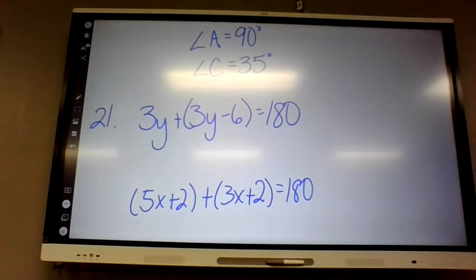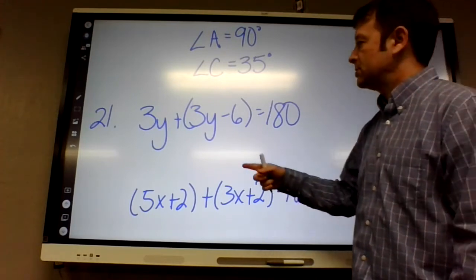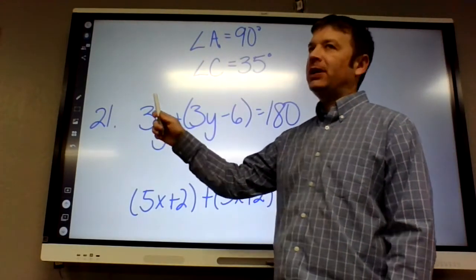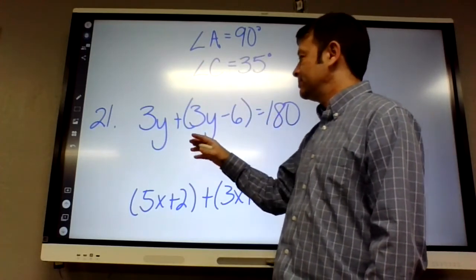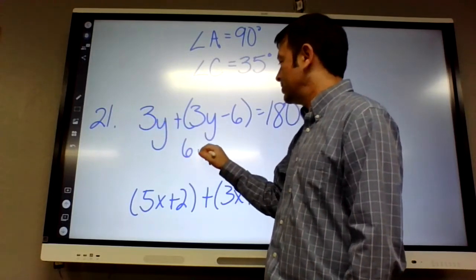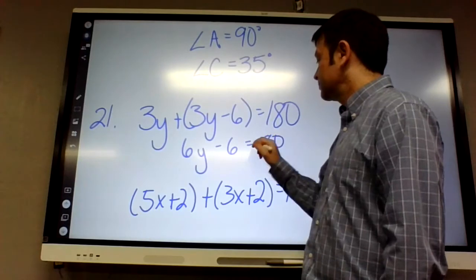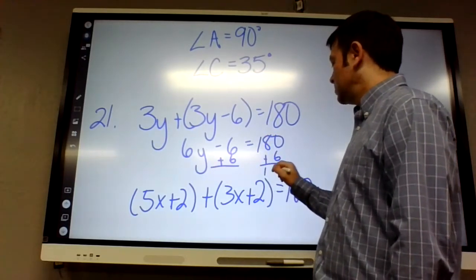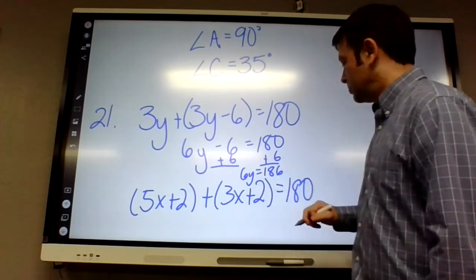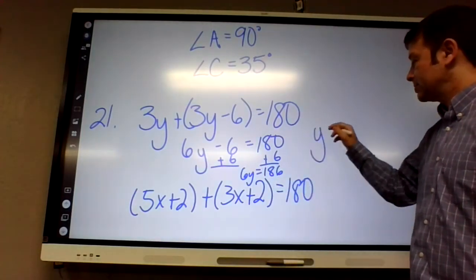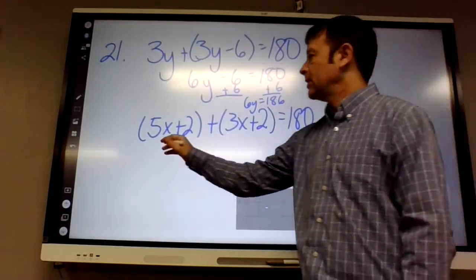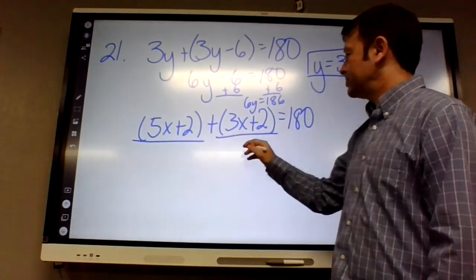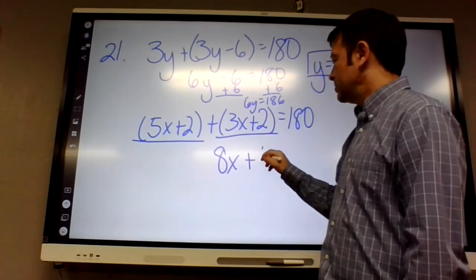Does a plus in front of parentheses do anything? No, not really. If it was a minus, you'd kind of have to distribute the minus, but plus 3y and plus minus 6, that doesn't really change anything. So 3y plus 3y, divided by 6. x plus 2 plus 3x plus 2 is 8x plus 4.